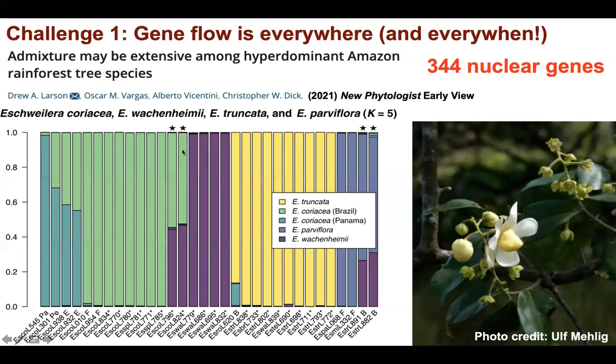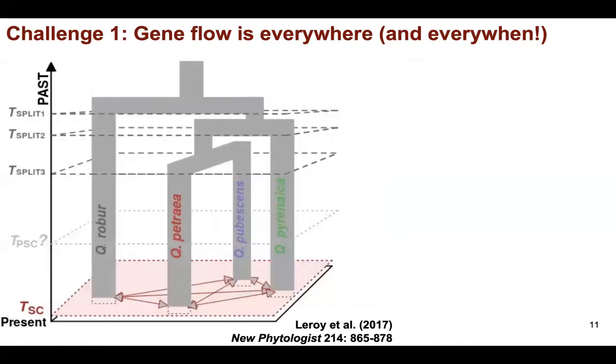And with this much data, you have pretty good confidence that individuals like these two that have stars on them are probably hybrids between Eschweileria coriacea and Eschweileria wachenheimii. That's why there's half purple and half green, and so forth. There are many individuals here that appear to be admixed. Here's another example of this.